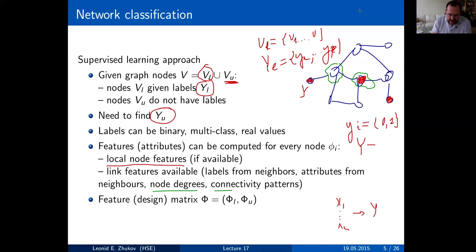It could be node degrees, it could be various connectivity patterns, but more importantly, it could be labels from the neighbors. So if we want to set up a very classical machine learning approach, we set up a predictive problem where we want to determine the label of this node. To do that, we need to find features for that node: some internal features and also the labels of the nearest neighbors. We can take those labels, in this case color, and encode them as features. Then we can run very traditional supervised learning to calculate the labels on the nodes. Does this idea make sense?